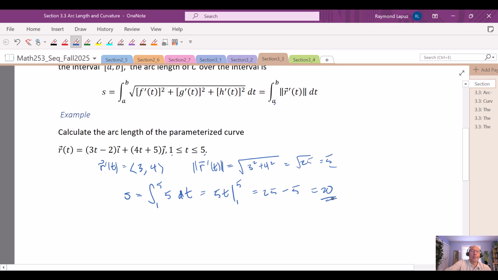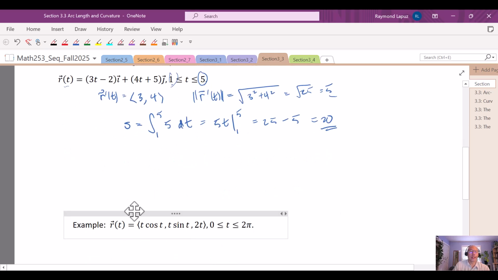Again, I want you to take the time and see if you can just put 1 and 5 into the vector valued function, and then you get 2 points. Find the distance between those 2 points and you should get 20.